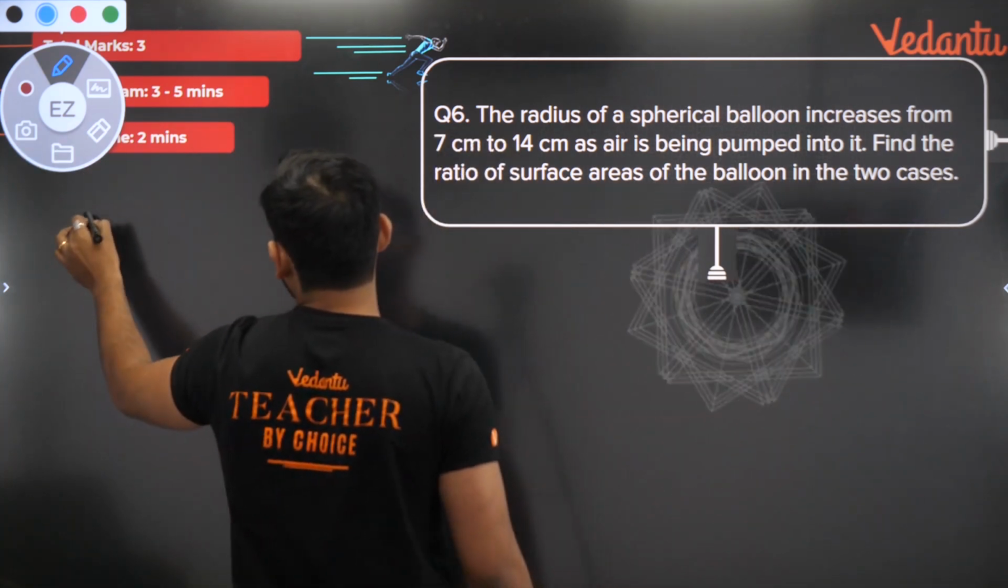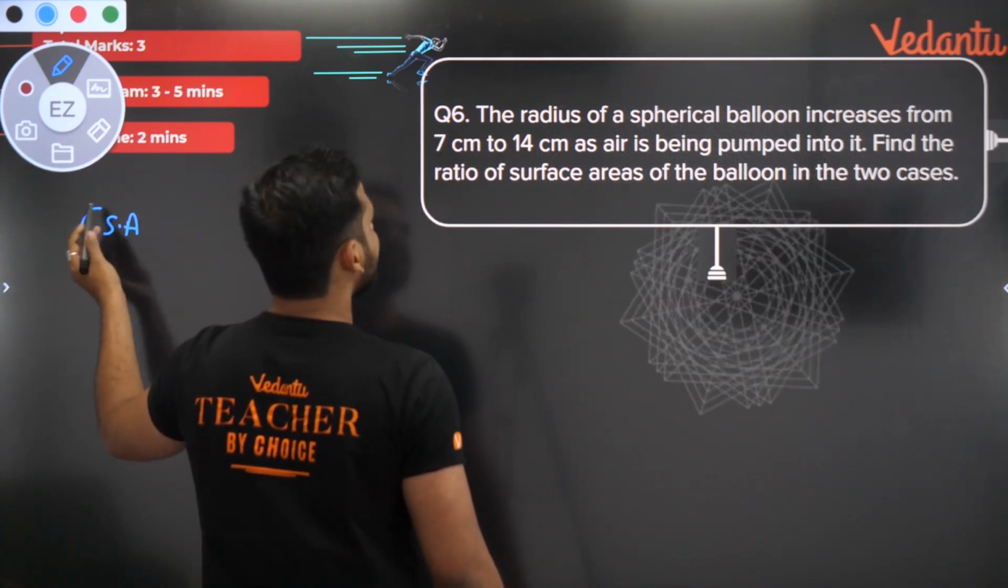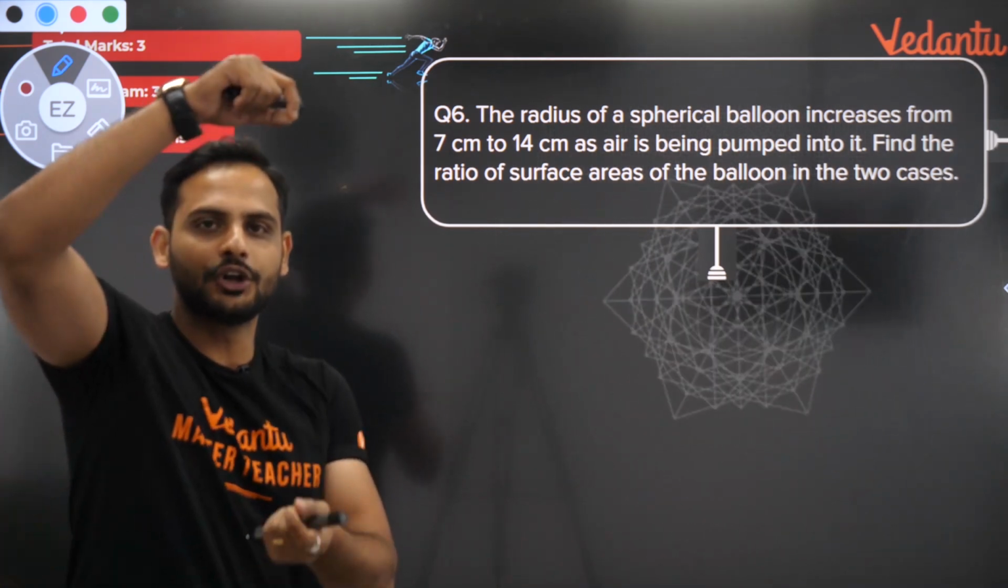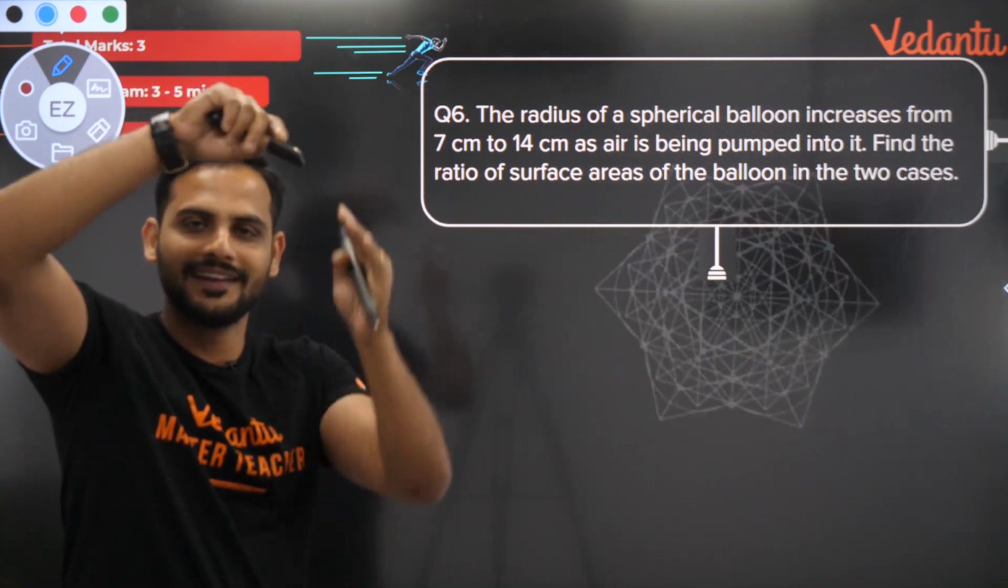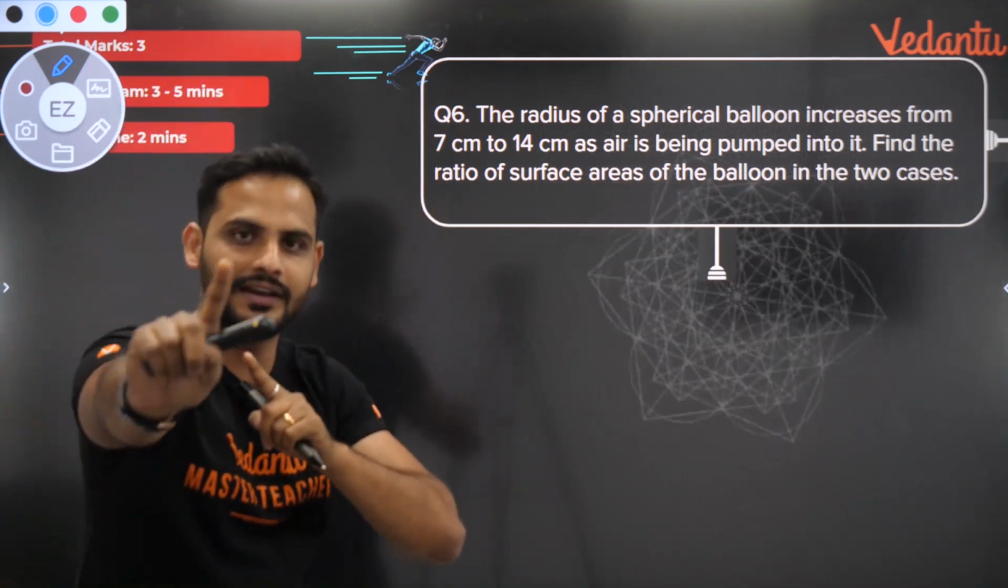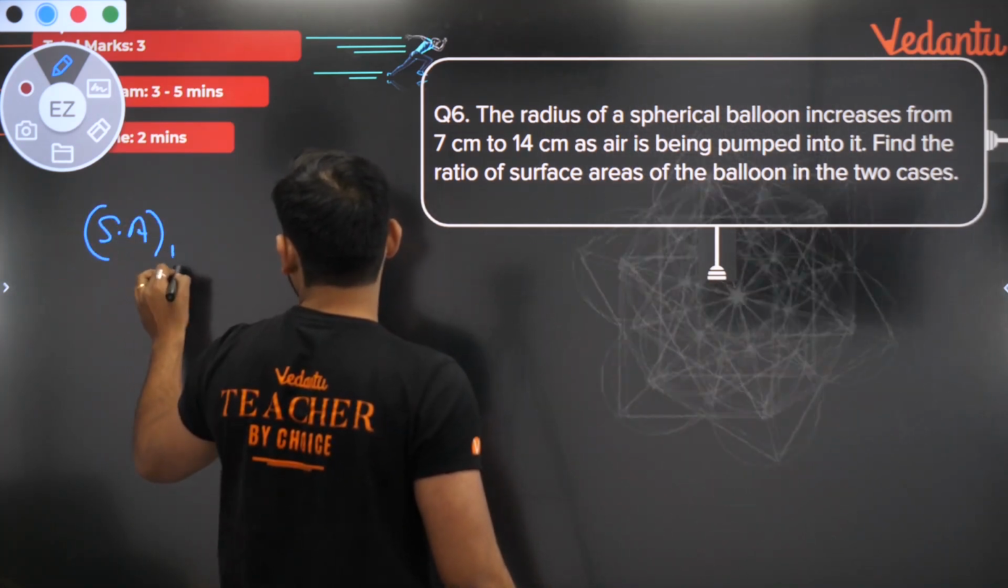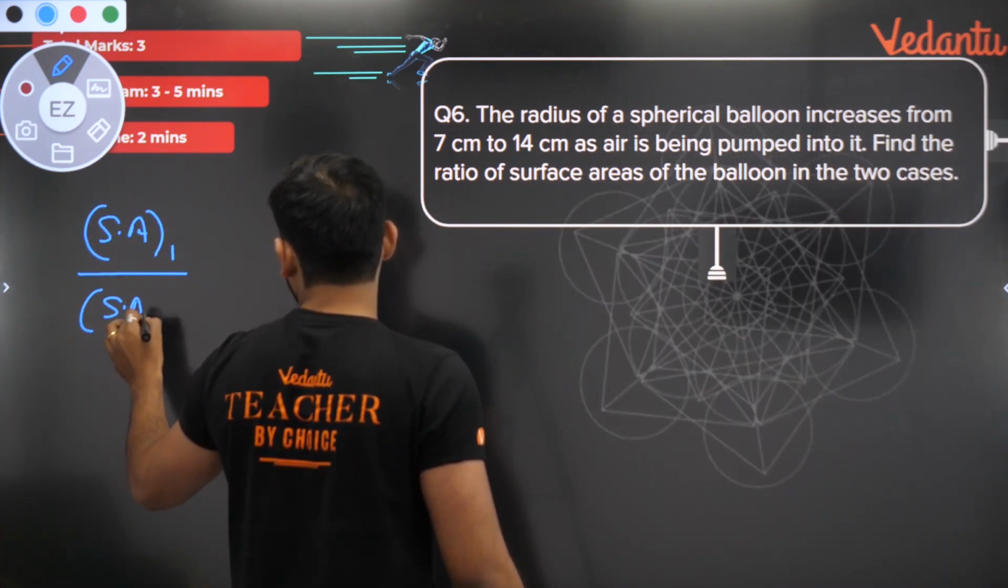Surface area. Surface area means what? TSA only. And since it is a sphere, for a sphere, TSA and CSA both are equal, because the top and bottom both are what? Points only. So CSA and TSA for a sphere is the same. So I can say surface area in first case divided by surface area in second case.